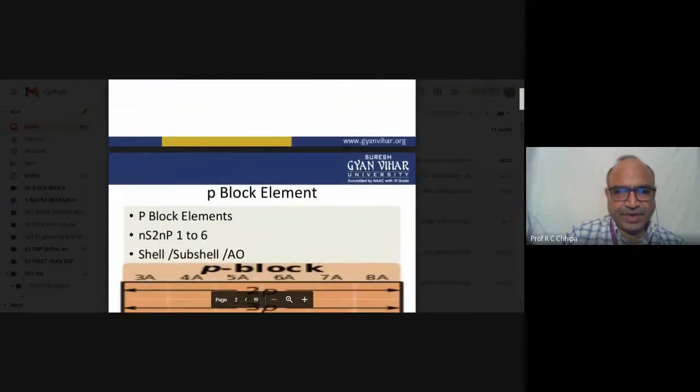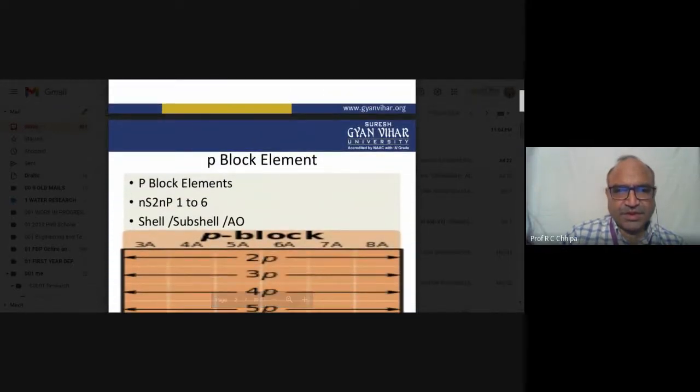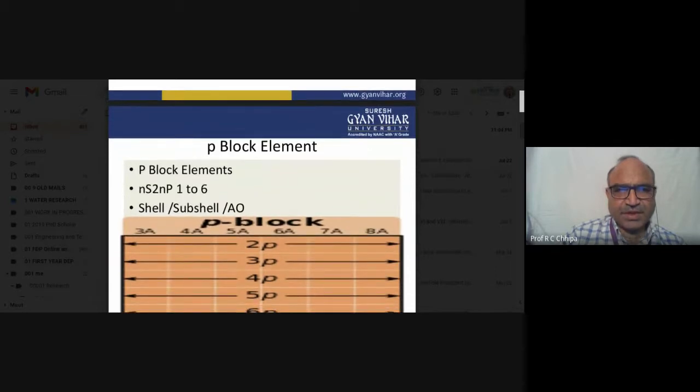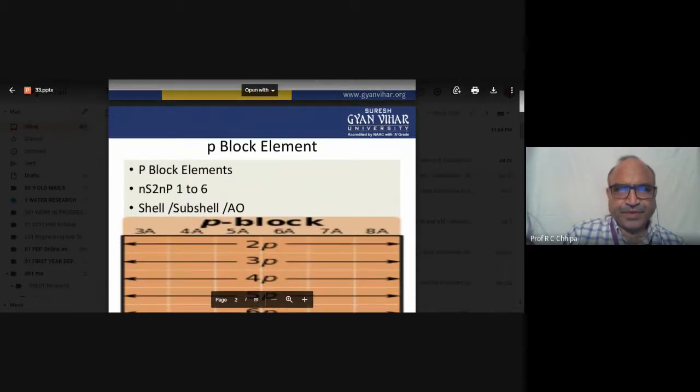Whatever I have discussed here, the general configuration of the p block elements is ns2, then np1 to 6. Here the electrons are filled according to Hund's rule. For example, in the case of period number 2, all of you are well known about that.